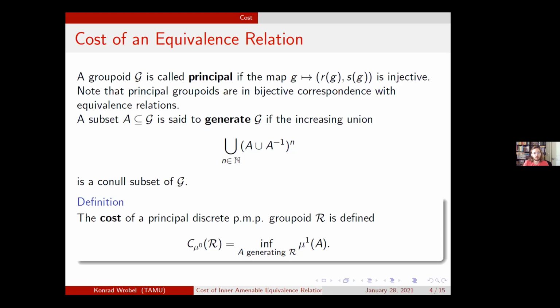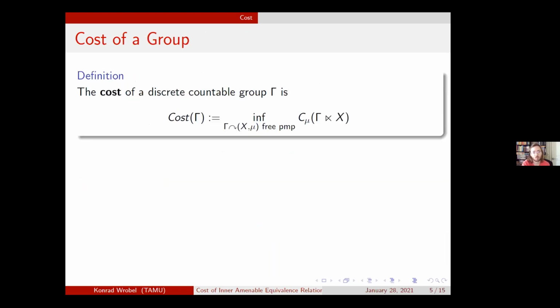All right, so let me give a couple of examples. The examples I'm giving are actually going to be of cost of a group. So cost of a group is a slightly different invariant. We can define cost of a group by looking at the costs of all of the action groupoids of free PMP actions and looking at the smallest cost, well, the infimum of these costs.